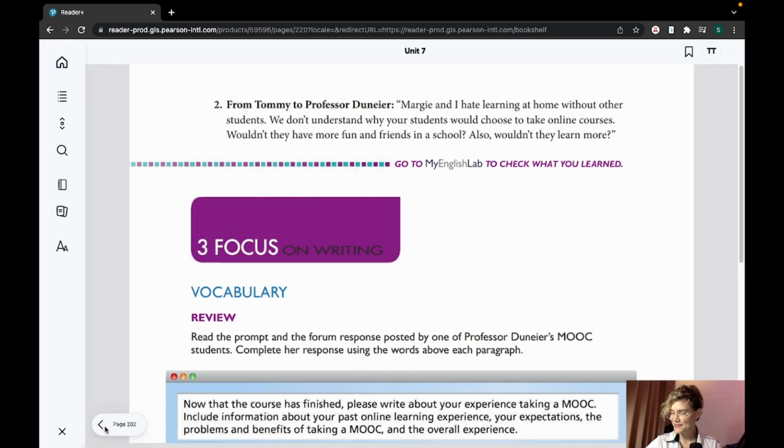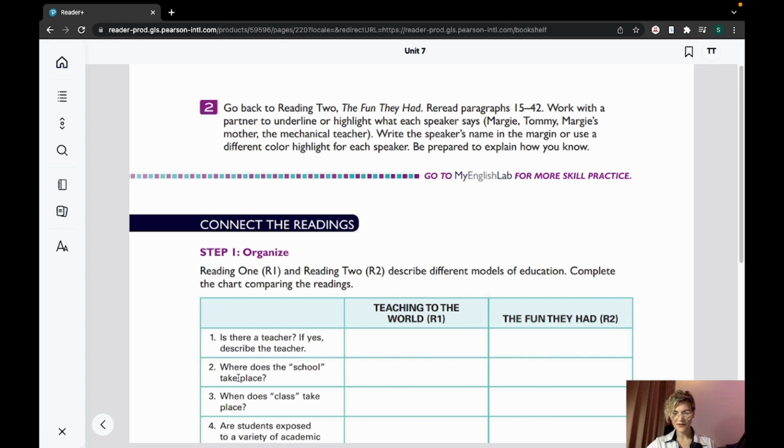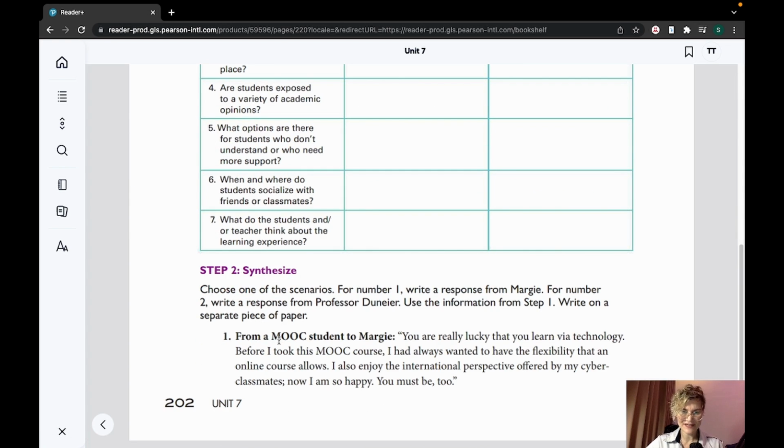Okay, very good. So I repeat, the whole point of this is that you use either one scenario and you write a response. Now, you can write your ideas down. Which one do you agree with, number 1 or 2, and why would you agree with that? Maybe you can write a response from Margie, a response from Professor Dunayer, and maybe you can write down which one you think is the best one or the better one, and reasons why you have that opinion.